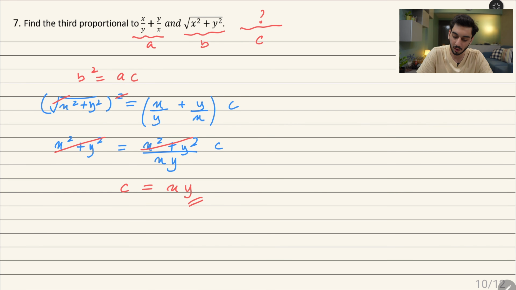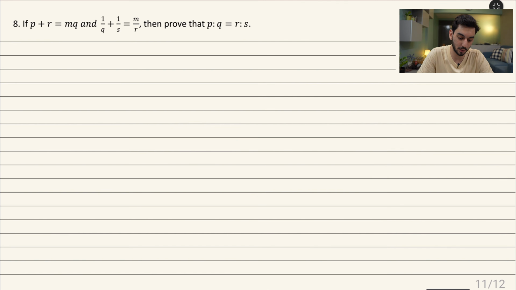Okay, fine, let us move ahead to the next question. This is the last question of this episode. Okay, it's a very interesting question. Now this thing says if p plus r is equal to mq and 1 upon q plus 1 upon s is equal to m upon r, then I have to prove in fact that p is to q is equal to r is to s.